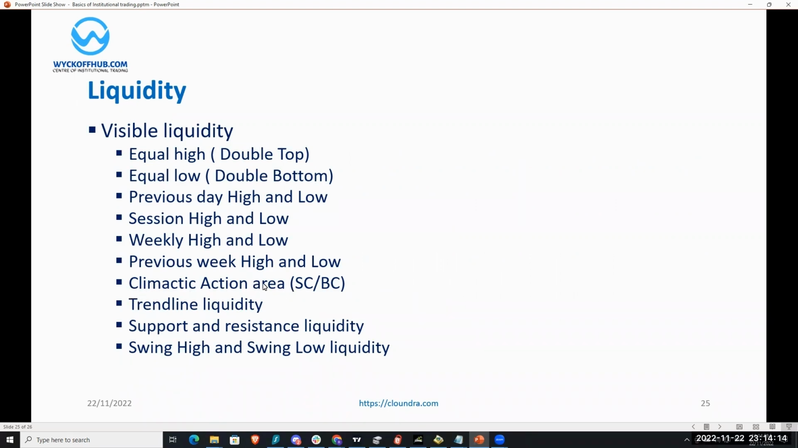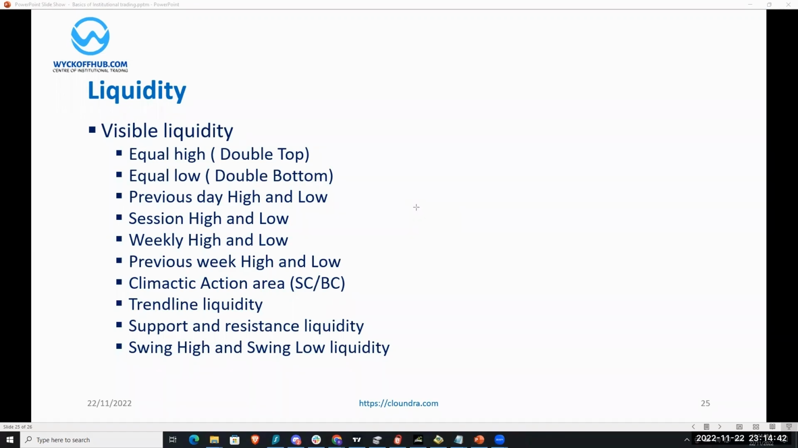So wherever you see the selling climax or the buying climax, you will always find some liquidity above or below that area. And when you see any spring and upthrust, they are actually sweeping those liquidities at the climactic action and then going in the direction where the market is supposed to go. Trend line liquidity, support and resistance liquidity, and swing highs and swing lows. So let's start drawing those concepts on the chart so you can understand.